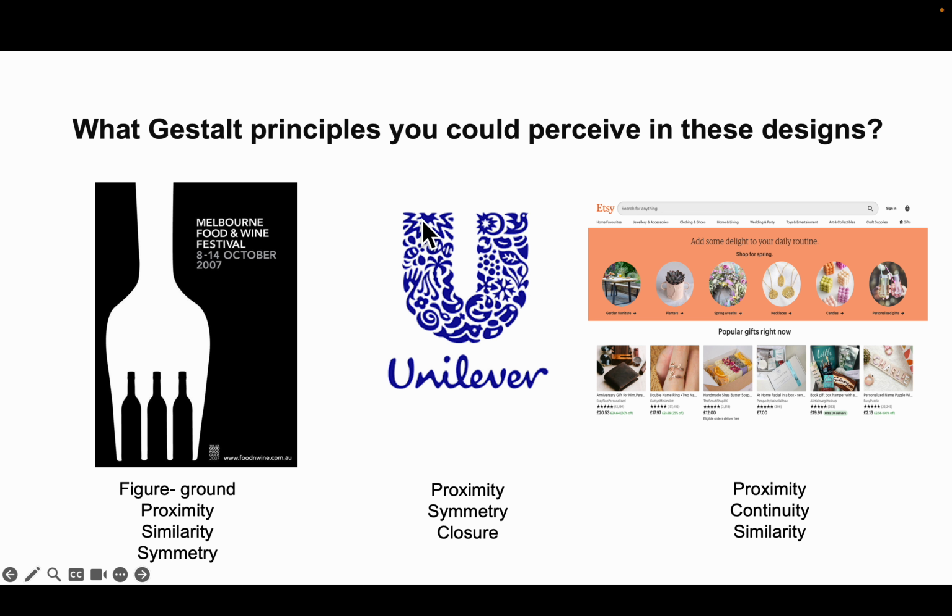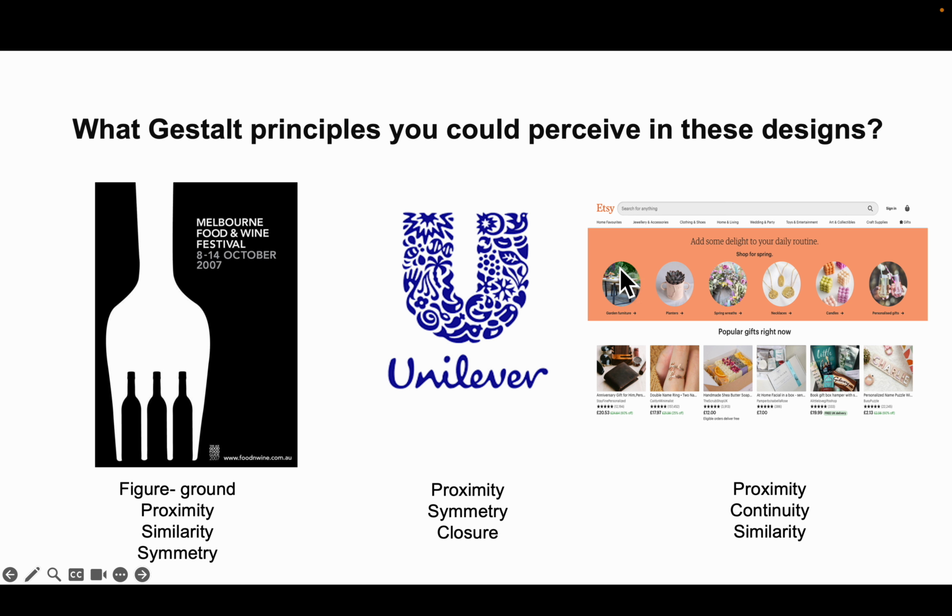Because, as you can see, although there are a lot of gaps inside the shape, it's not continuous. It's not an actual shape of the U, but we can still perceive the U, right? Our mind will fill in those gaps. So yeah, for the last design, we can perceive proximity, right?